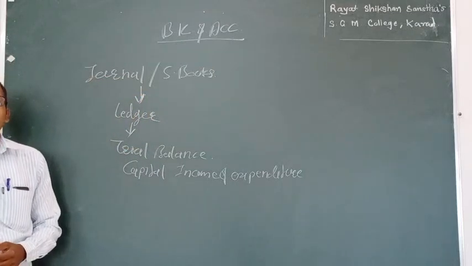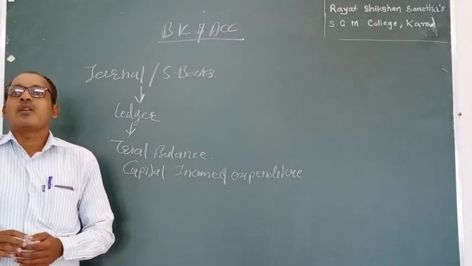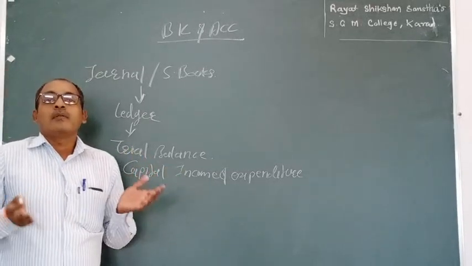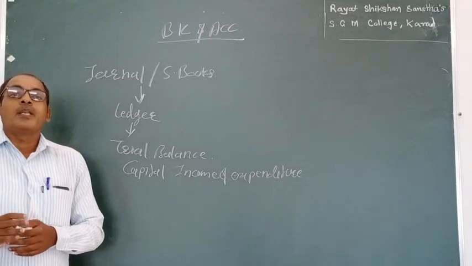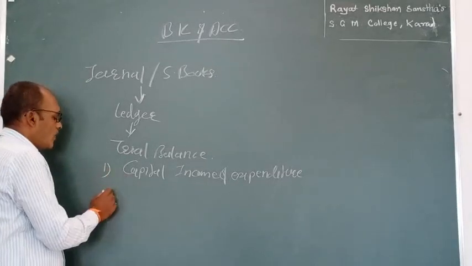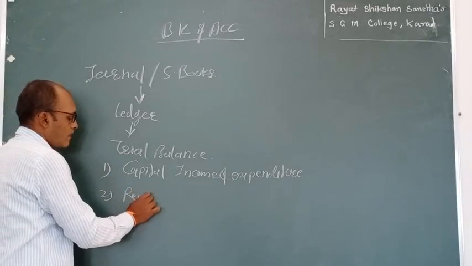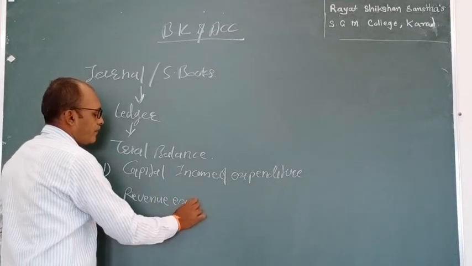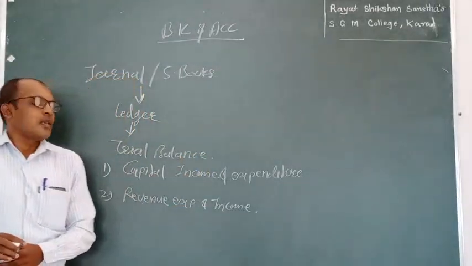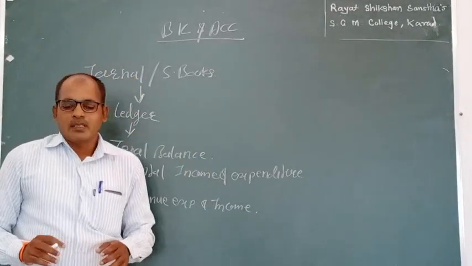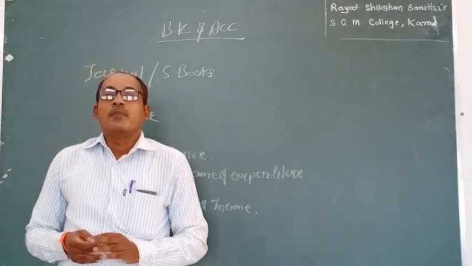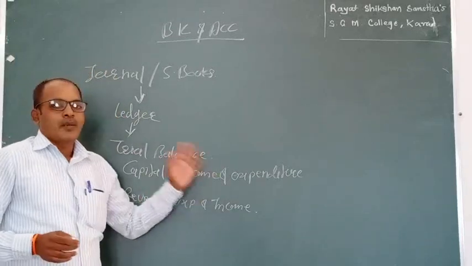Capital income and expenditure means expenditure which is of a non-recurring nature. That is, expenditure incurred one time but giving a benefit for more than a year is called capital expenditure. And second, revenue expenditure and income. Revenue expenditure and income means expenditure which is recurring in nature. For example, expenditure incurred daily, weekly, monthly, quarterly is called revenue income and expenditure.